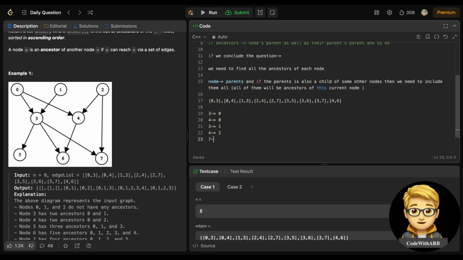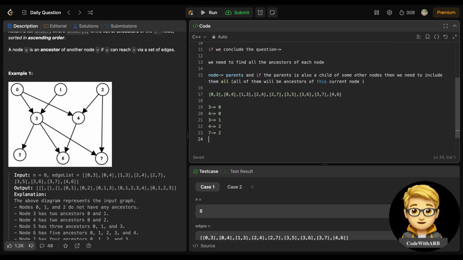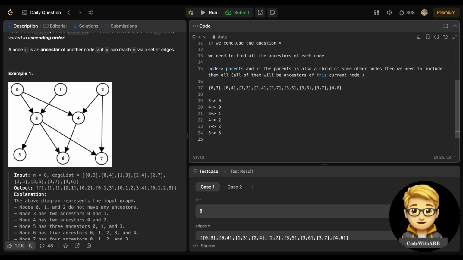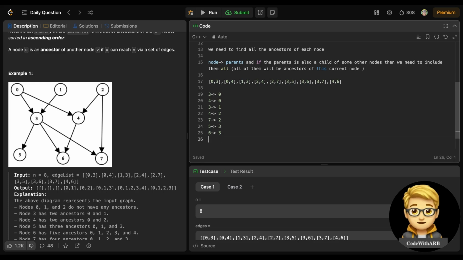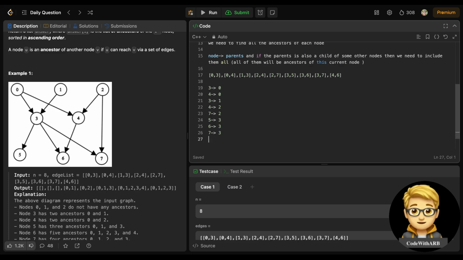For 7, the parent is 2 again, right? 5, 3. So this goes on for the first parent. Now we also need to find its parent's parent.